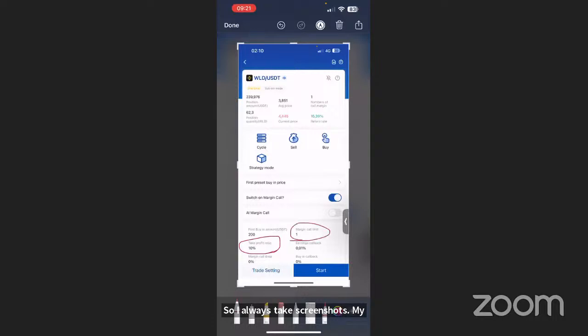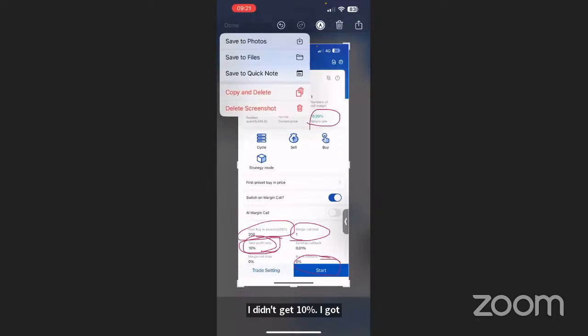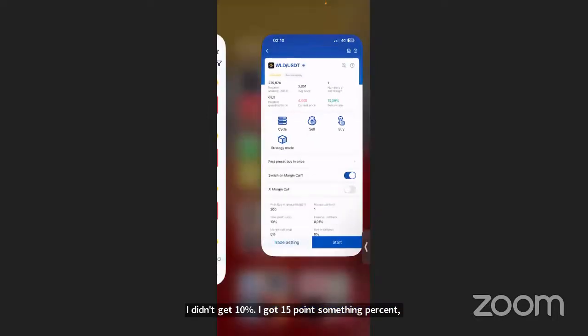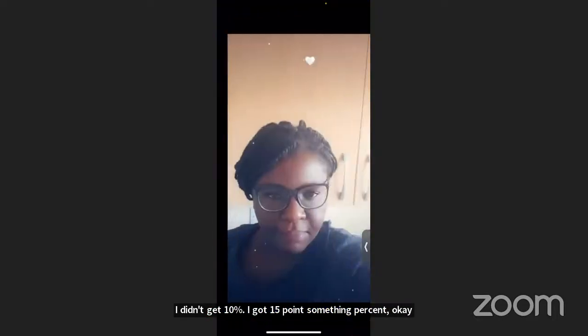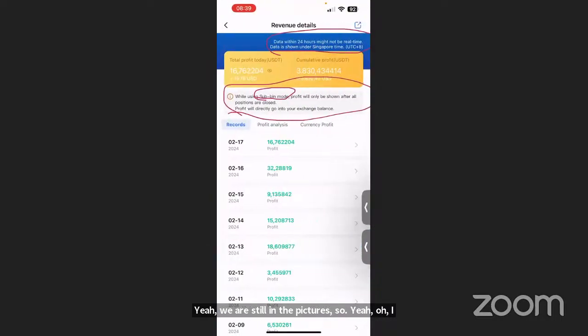I had one margin call. I invested 200. As the robot dropped, it bought 0.2 times of my first buying amount. That's why you see 239. Once I tapped on the start button, I didn't get 10%, I got 15 point something percent. So that is it. I think when I sold it, I didn't take a picture. Sorry about that.